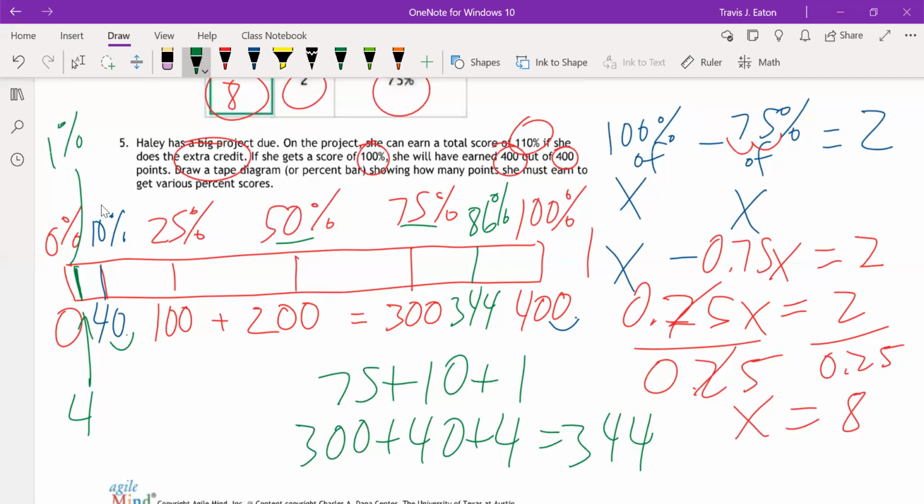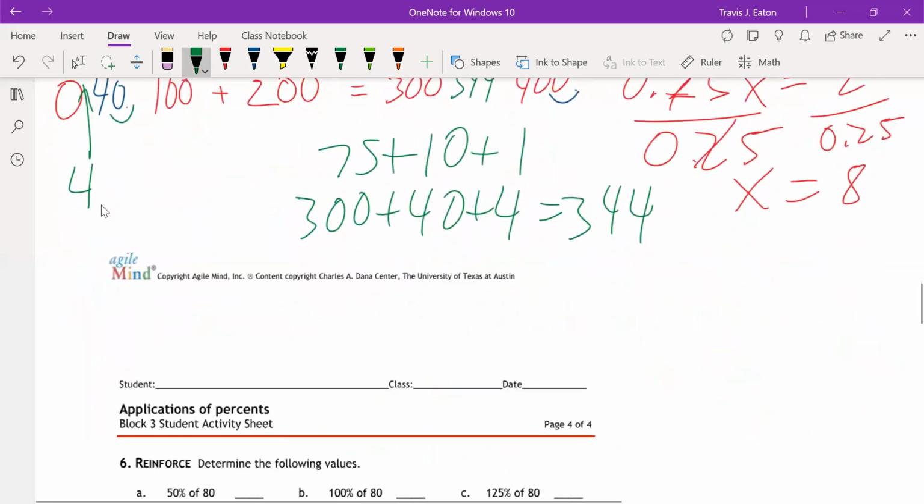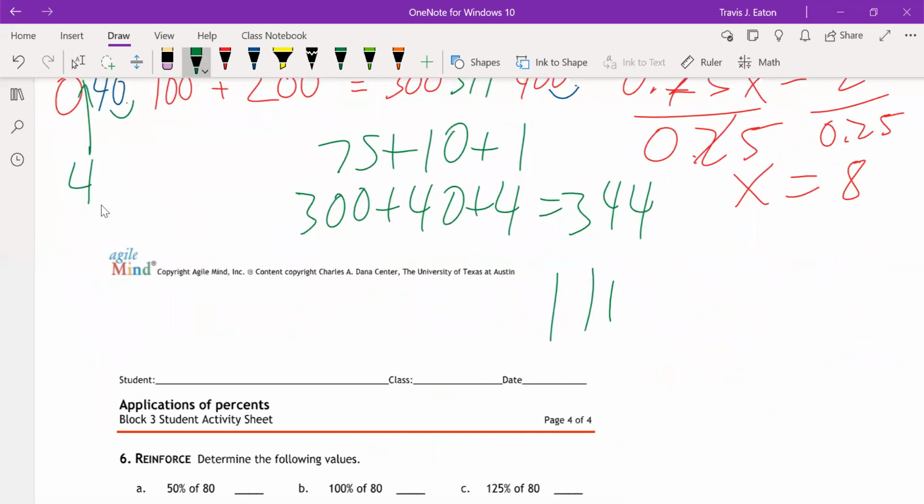But now remember, if she's going to earn a total score of 110%, how many points will that be? 110%. So that's the big question here. How much is 110%? Hmm. And I'll bet you can find that out.